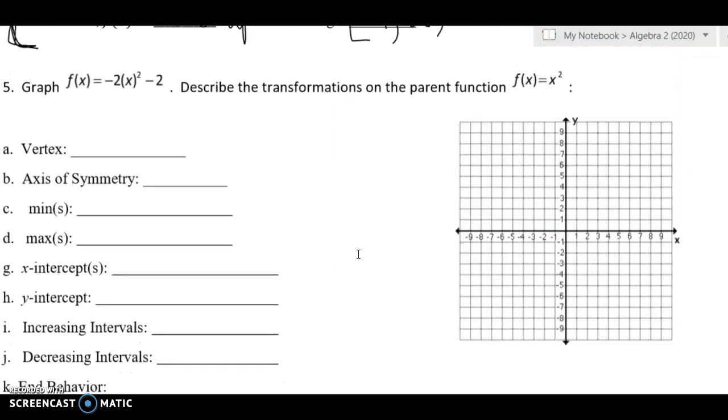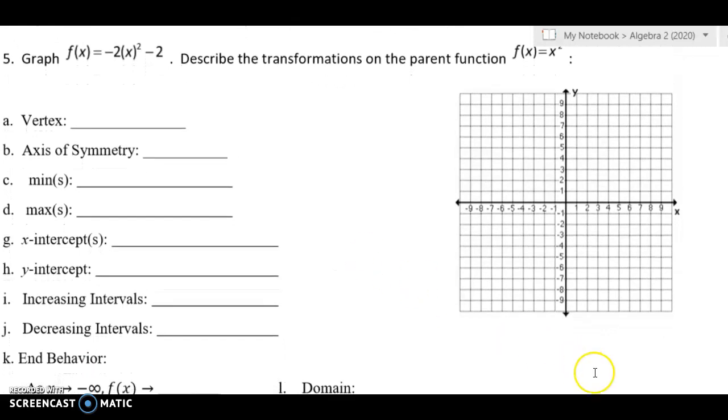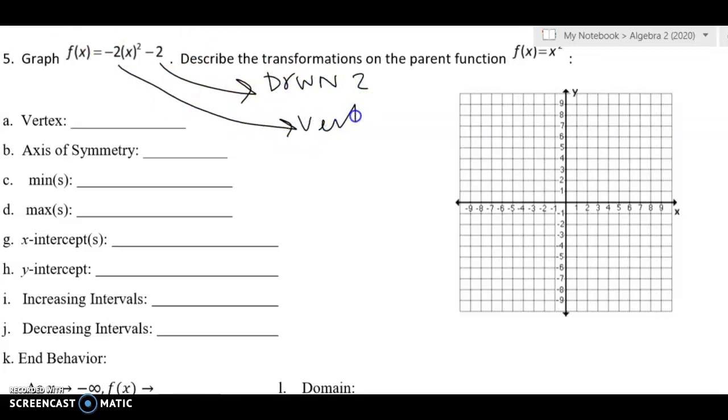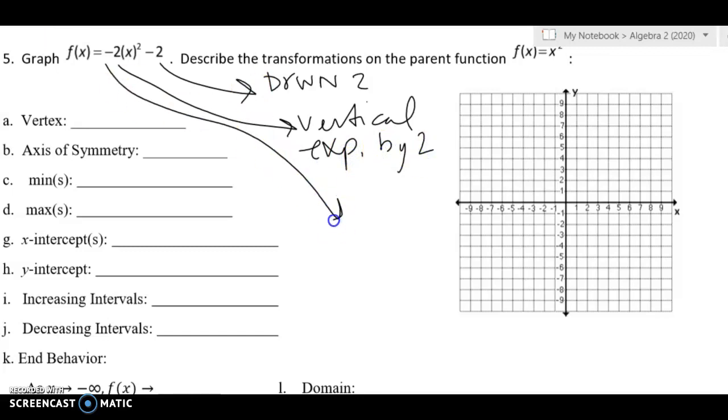All right, let's go through this next one pretty quickly here. This next one, describe the transformations. So on the outside, I have a negative 2 that goes down 2. In the very beginning, I have a 2. That means that I have a vertical expansion or maybe a stretch by 2. And then I have a negative sign in the front. That means I had a reflection over the x-axis.